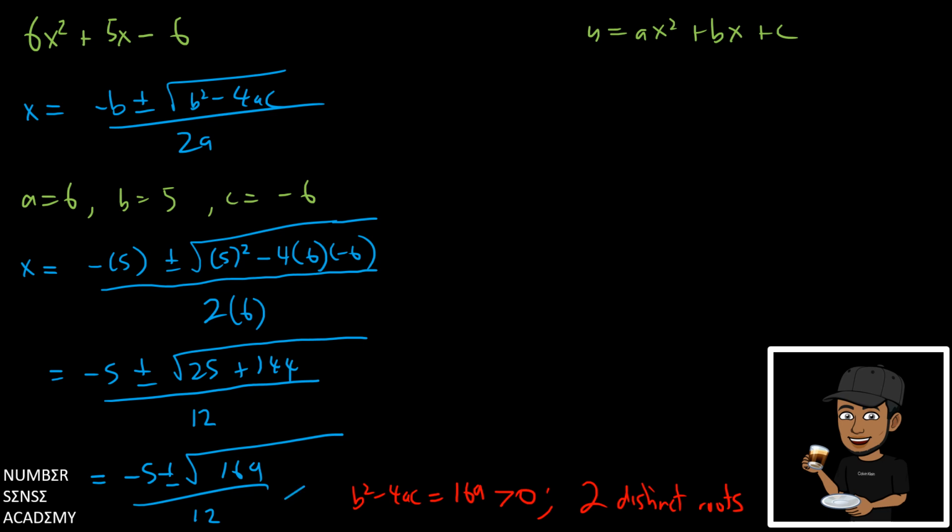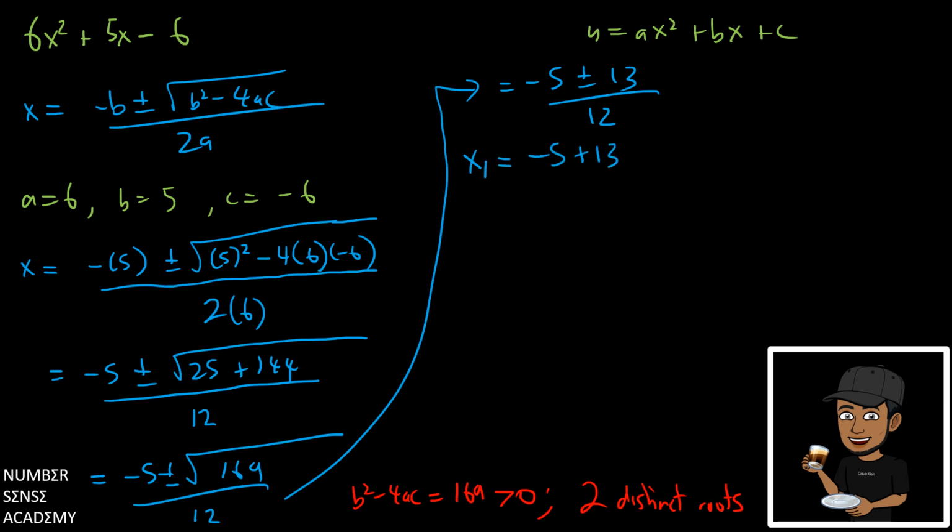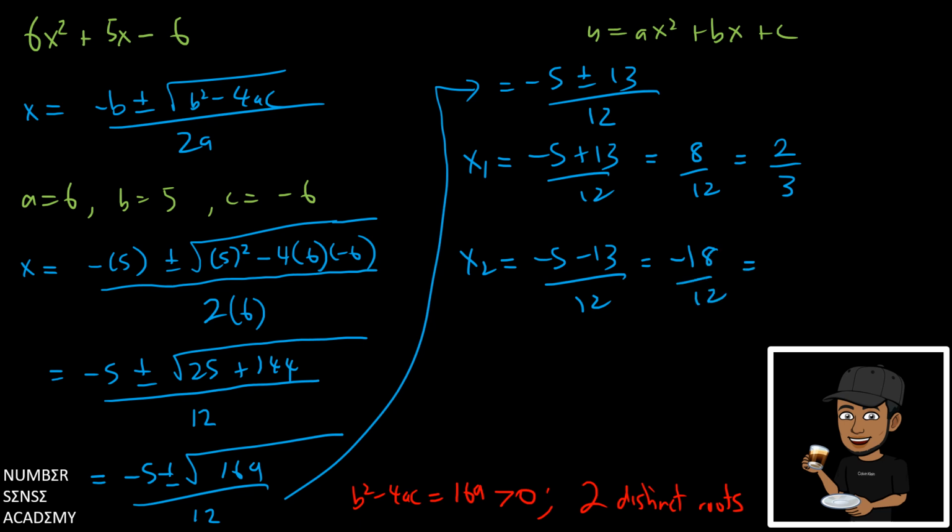So I'm just going to continue this math up here. We have the square root of 169, so we have negative 5 plus or minus 13 over 12. The first root is x1 equals negative 5 plus 13 over 12, that is 8 over 12, which is the same as 2 over 3. The second root, x2, is negative 5 minus 13 over 12, which is negative 18 over 12, and this is the same as negative 3 over 2.